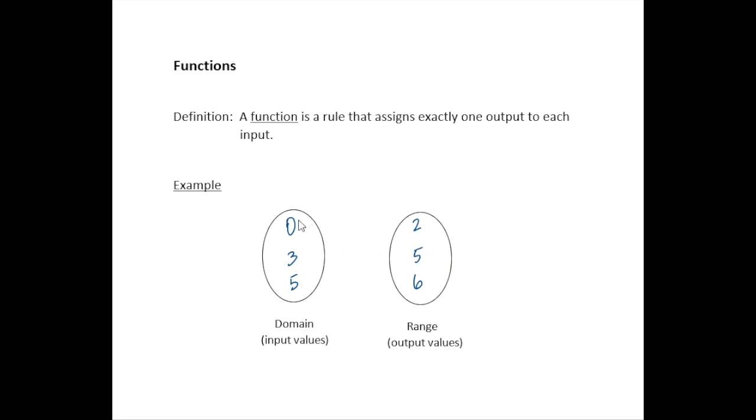A function will take each of these input values and assign it or map it to exactly one of these output values. So let's make up a function here. We'll start with the input 0. Let's say we assign this input to the output 5. In this type of example, we can illustrate the assignment or the mapping with an arrow. Next, for the input 3, let's assign this to the output 2. And for the input 5, we'll go ahead and map that to the output of 6.